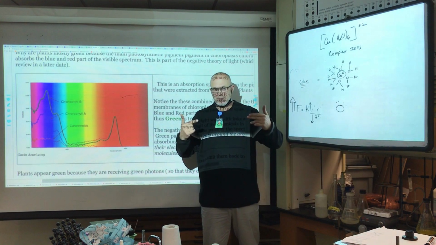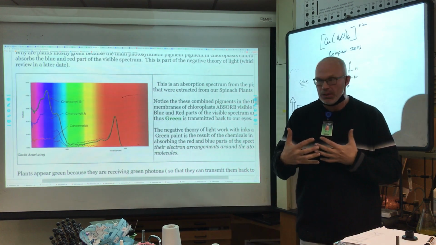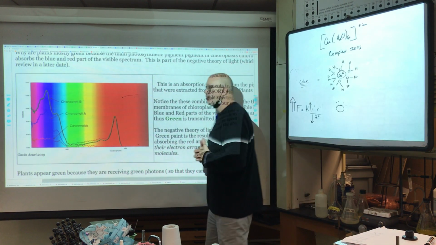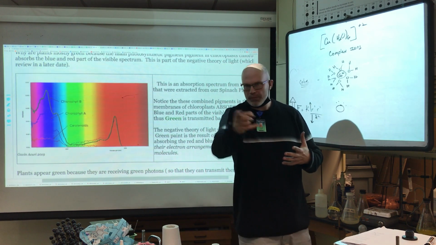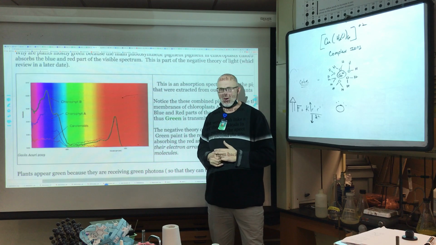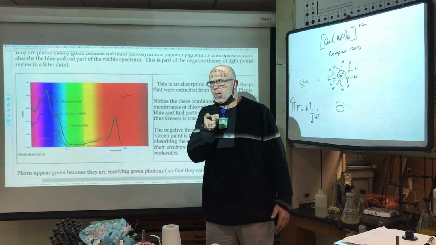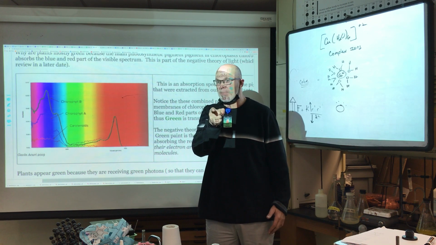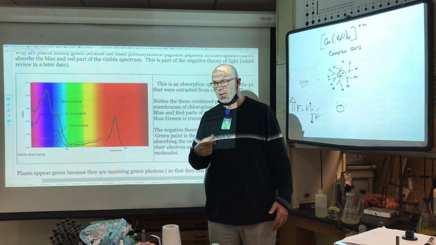Because you need light to hit it to show what's not being used in the pigments of the paint. Someone's wearing a blue shirt. I think that's blue, or is that green? I don't know. It's blue. Well, we're seeing blue because the yellow part of the spectrum is being used by the pigments in your shirt. That's the negative theory of light.